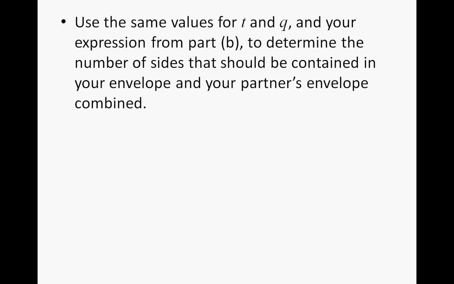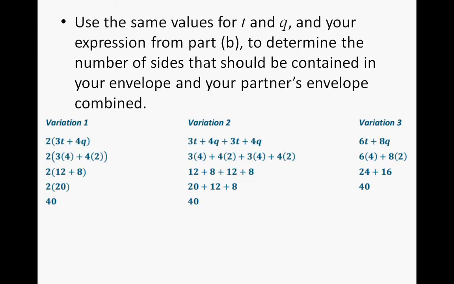Use the same values for t and q and your expression from part B to determine the number of sides that should be contained in your envelope and your partner's envelope combined. Well, there's several ways you could have done this, depending on which variation you use. It would be 2 times the quantity of 3t plus 4q, or you could say 3t plus 4q plus 3t plus 4q, or you could have 6t plus 8q, or maybe something equivalent.